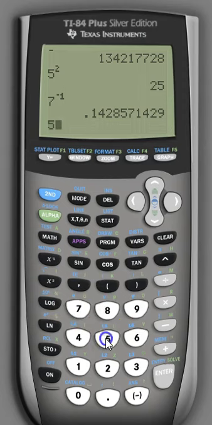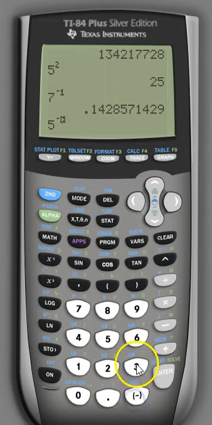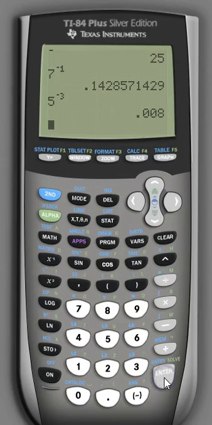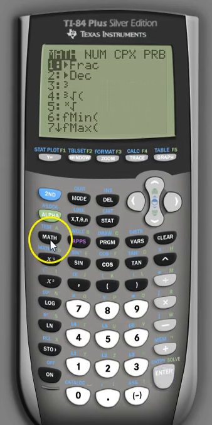Or if I needed a higher negative power, I would just hit the 5 to the power of -3. Make sure you use this, not minus, otherwise it'll give you an error. And there's my answer. And that's all we needed to know for the first column here.